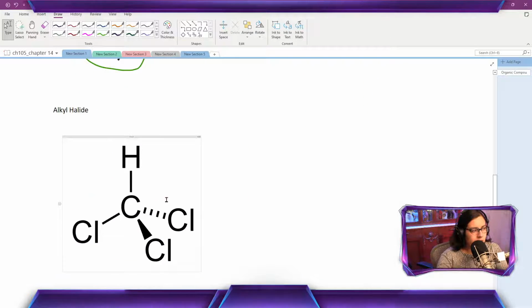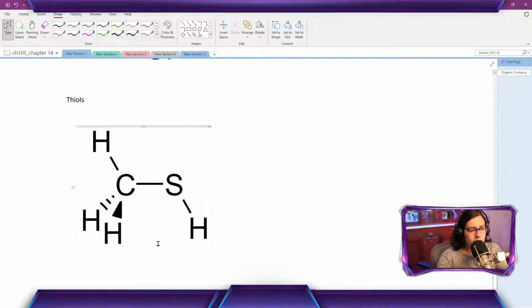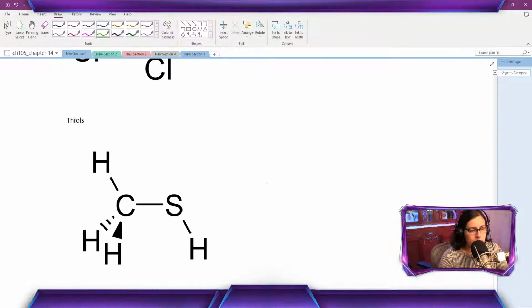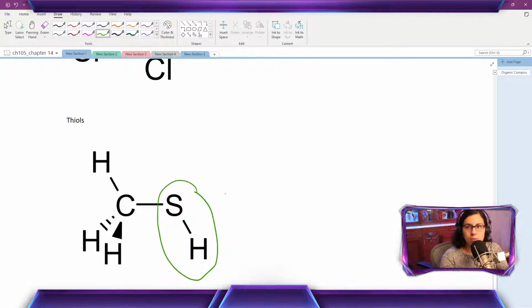Then we'll look at different alkyl halides and their names, and then also look at thiols. Thiols are anything with this SH group here.